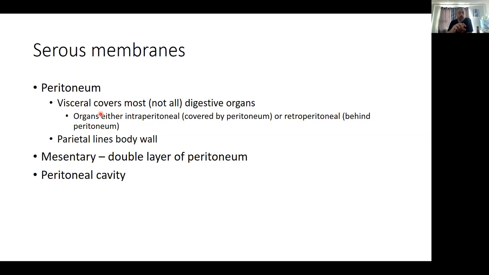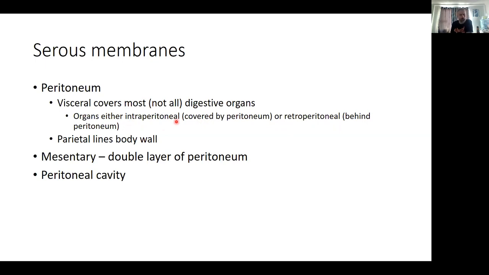Again, here it's important to remember that with this particular system, we're going to have some organs that actually exist outside of the peritoneum. And so organs that are not covered by it, we're going to refer to those guys as retroperitoneal, right, behind the peritoneum, and we'll see what that looks like in a second. And the ones that are within that peritoneum, we call intraperitoneal.